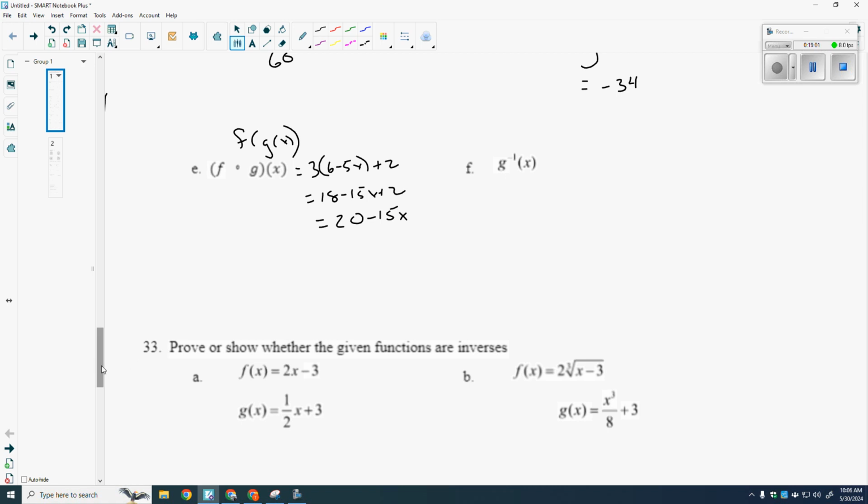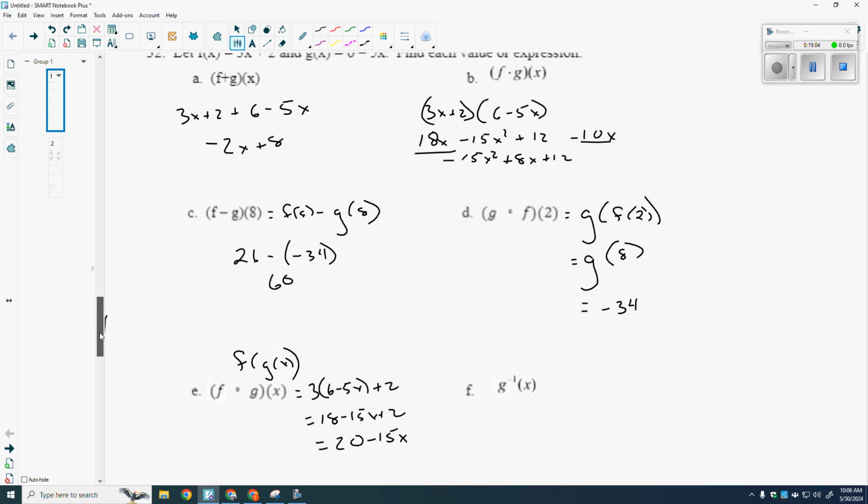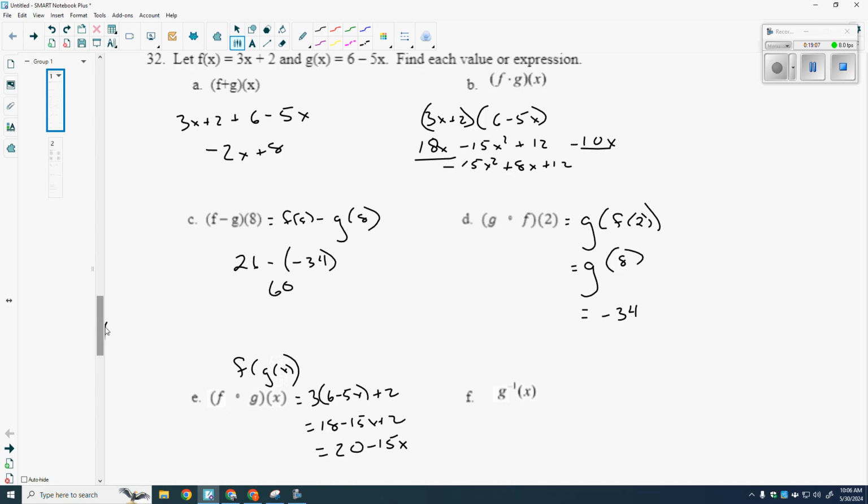Okay, g raised to the negative first power means find the inverse. To find an inverse, I simply switch the x and the y. There's my y, there's my x, switch them. So I get x equals 6 minus 5y. Doing a little algebra solving, I get x minus 6 equals negative 5y. Dividing by negative 5, and there's my inverse. Writing it in good notation, I get (x minus 6) divided by negative 5 equals the inverse of g.